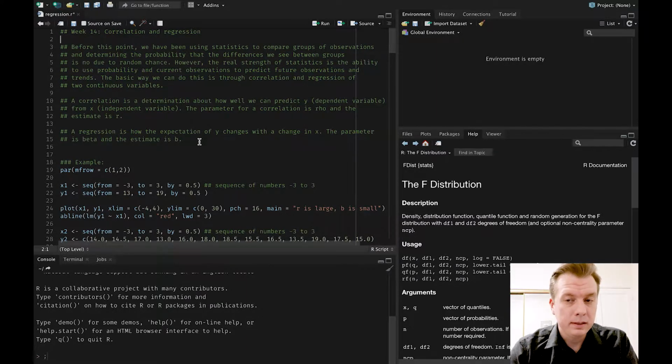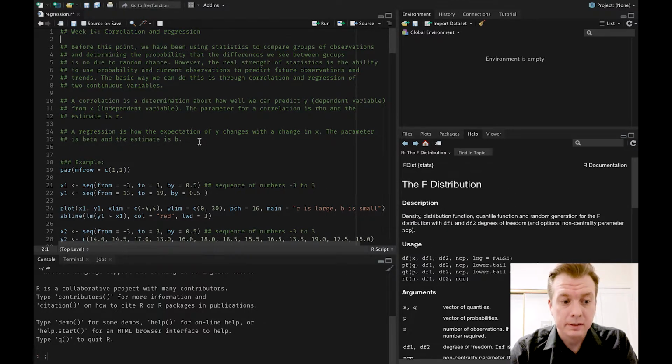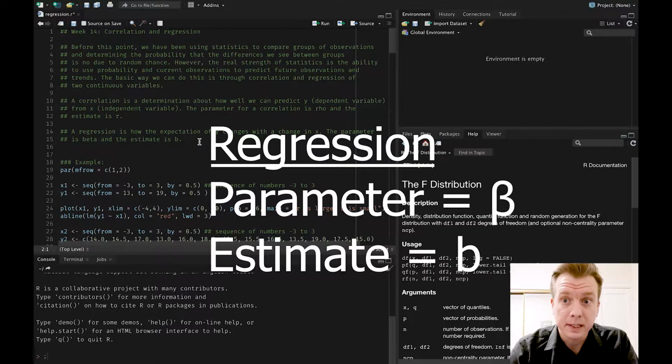A correlation, by definition, is the determination about how well we can predict some variable y, or the dependent variable, from some given x, which is the independent variable. In this case, both y and x are numeric. The parameter for a correlation is rho, and the estimate is r. A regression, on the other hand, is how well the expectation of y changes with changes in x. The parameter for regression is beta, and the estimate is b.